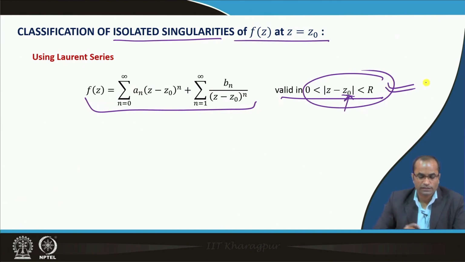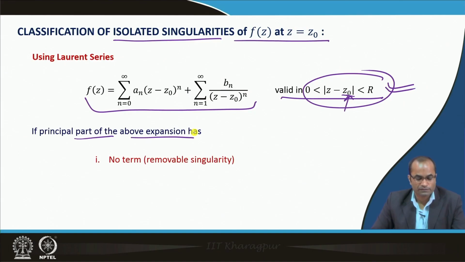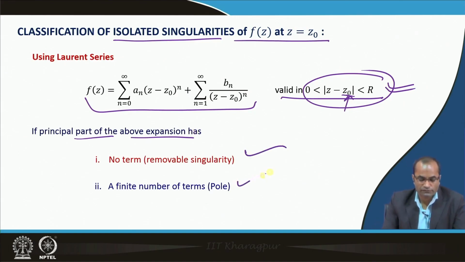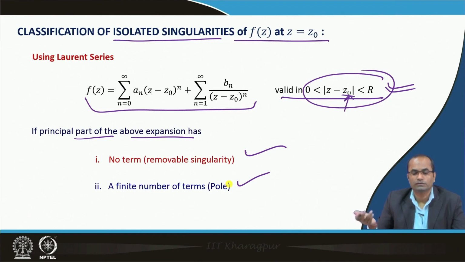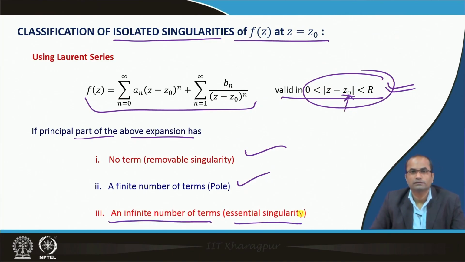So, we will do this expansion there, and if the principal part of this above expansion has no term, we call it a removable singularity. If it has a finite number of terms, we call it a pole, and depending on the number of terms, we also say the pole of order m, or poles of order 1 are called simple poles. And if it has infinitely many terms, then we say that this singularity is an essential singularity.